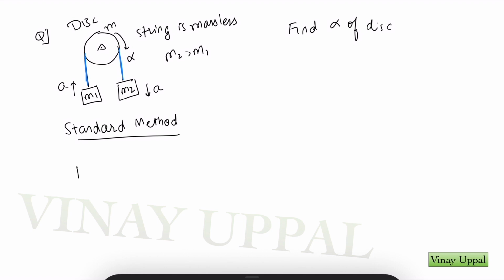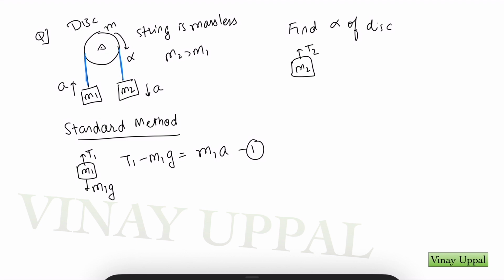Now if I draw the FBD of m1, let's say the tension on the left segment of the string is T1, and gravity is m1g downwards, so I can write T1 minus m1g equals m1a. This is my first equation. Similarly, on m2, I'll have tension T2 and m2g downwards, and because it's going down, I can write m2g minus T2 equals m2a. My second equation.